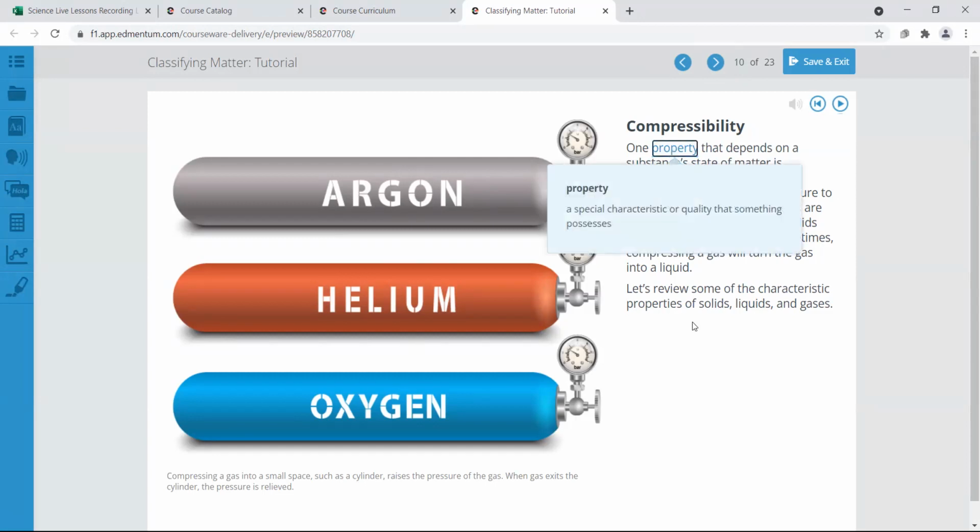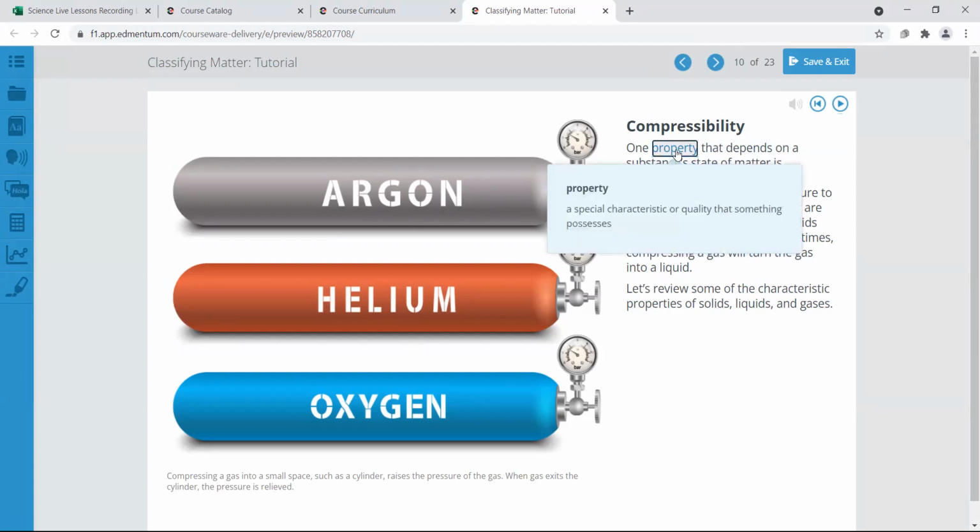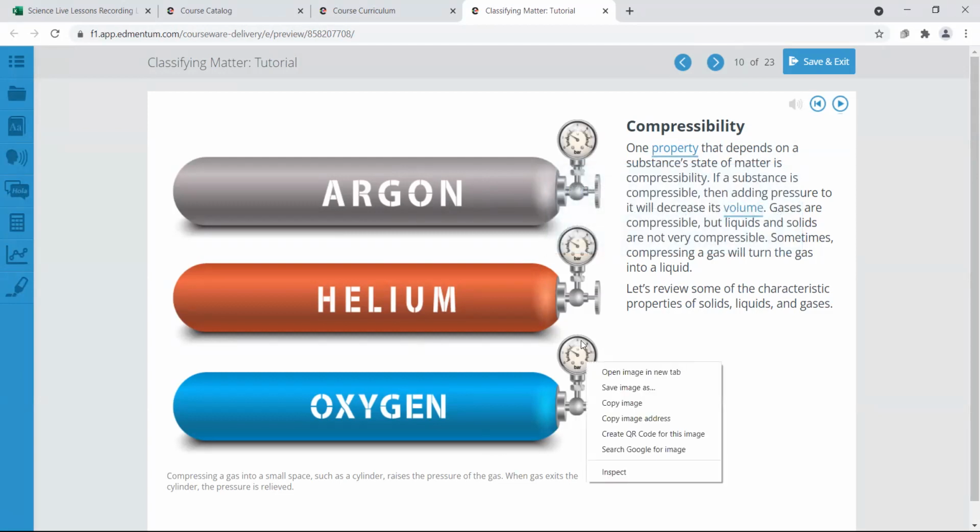So the properties, let's take a look. Compressibility is a property, a special characteristic or quality that something possesses. Here we have three different elements: argon, helium, and oxygen. If a substance is compressible, then adding pressure to it will decrease the volume. Gases are compressible, but liquids and solids are not very compressible.